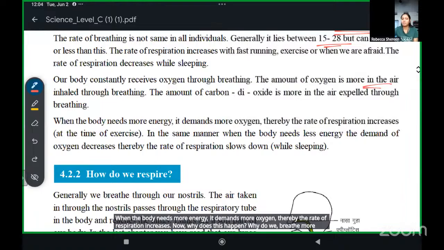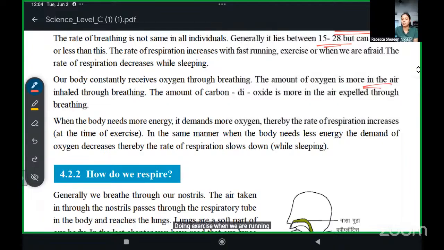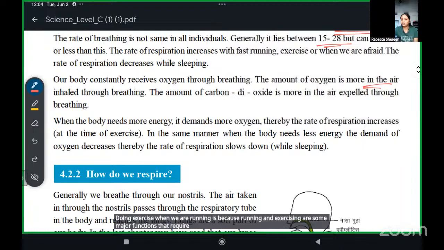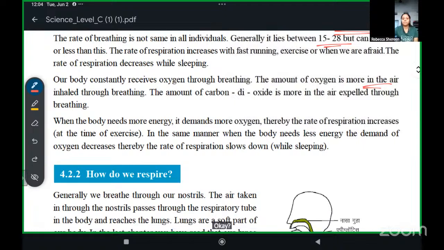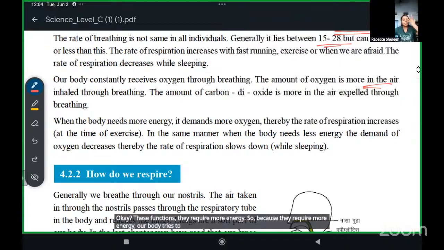Why does our respiration rate increase when we are exercising or running? Because running and exercising are major functions that require more energy. Because they require more energy, our body tries to quickly get that energy, so we breathe more. That is why the breathing rate increases.